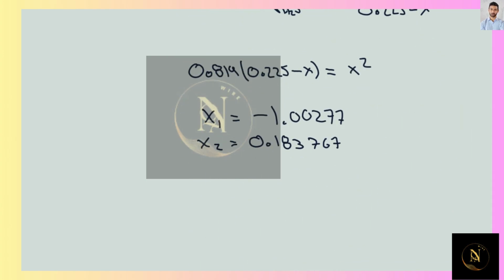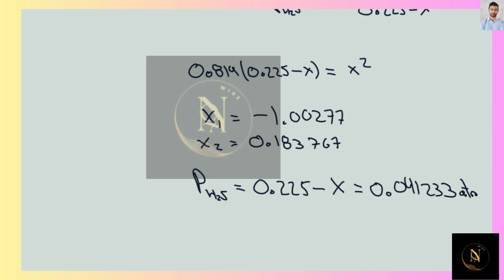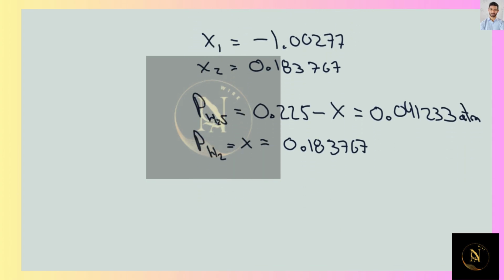So first of all, pressure of H2S, we said that it was going to be equal to the initial minus x, so 0.225 minus x gives 0.04100 atmospheres. Next up, the pressure of H2 is equal to x, and thus is equal to 0.183767. And finally, the pressure of sulfur gas, same thing, is equal to x, and thus is equal to 0.183767.